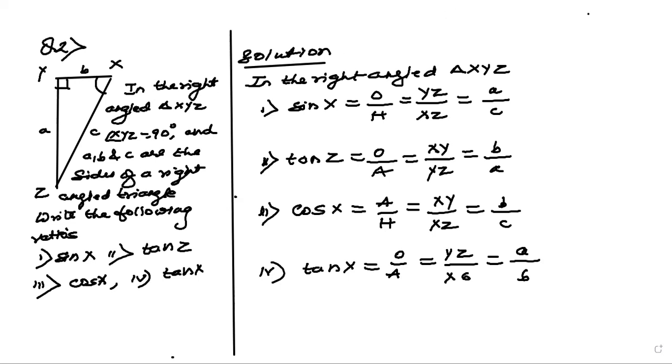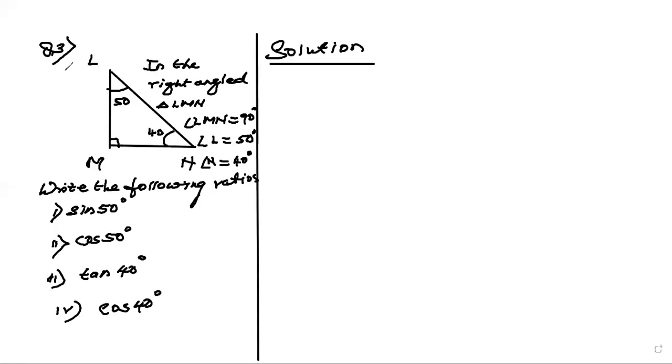Okay, children. We go to the next question. Question number 3, children. In the right angle triangle LMN, angle M equals 90 degrees, angle L equals 50 degrees, angle N equals 40 degrees. Now write the following ratios. They want you to find sine 50 degree, cos 50 degree, tan 40 degree, and cos 40 degree.